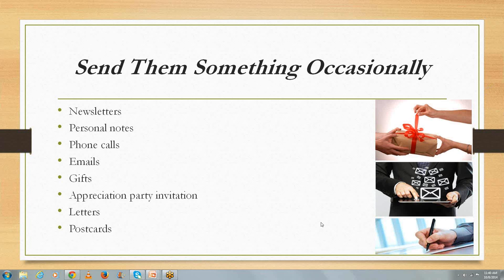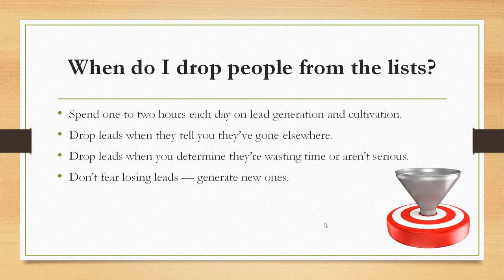Sure, there are. But the point is that you send them things that are useful and genuine. If you treat them like just another cog in the system, they will pick up on that. Read up on Brian Buffini from somewhere and understand what we mean. So next. Okay. So when do I drop people from the list?